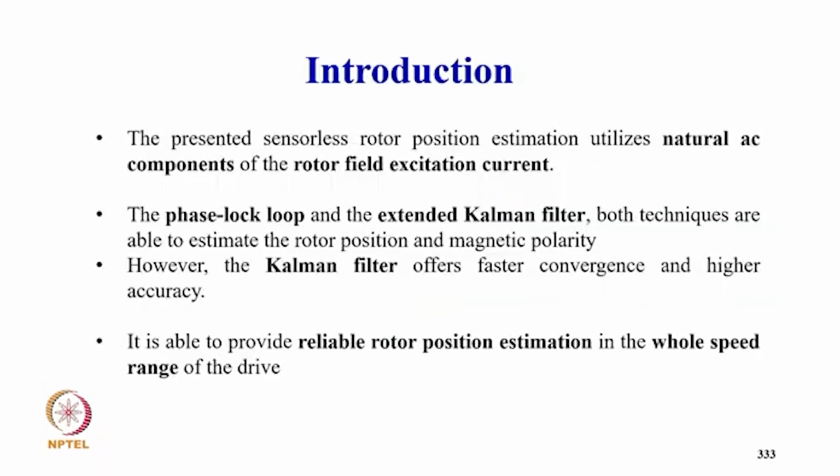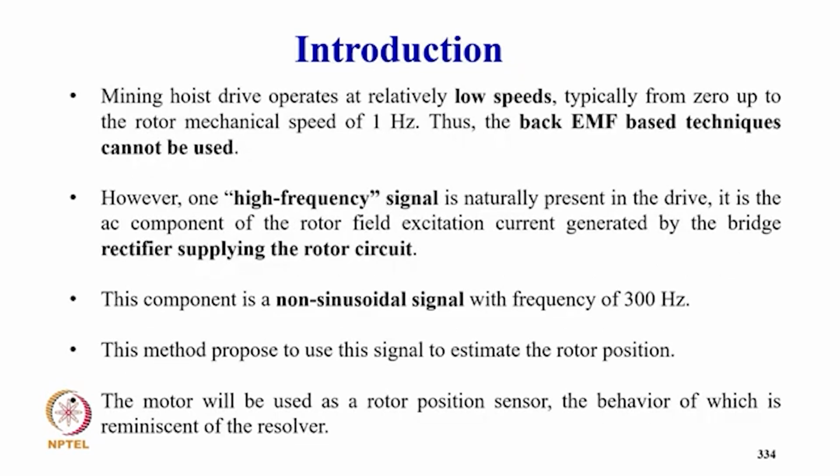So the present sensorless rotor position estimation utilizes the natural AC component for the rotor field oriented excitation, and the phase lock loop and external Kalman filter both require it. Both techniques are able to estimate the rotor position and magnetic polarity. However, the Kalman filter offers a faster convergence and a higher accuracy, and it is able to provide reliable rotor position estimation in the whole speed range of the drive.